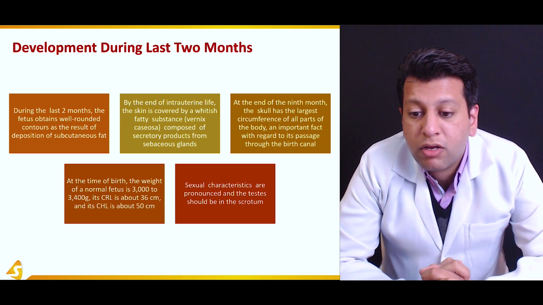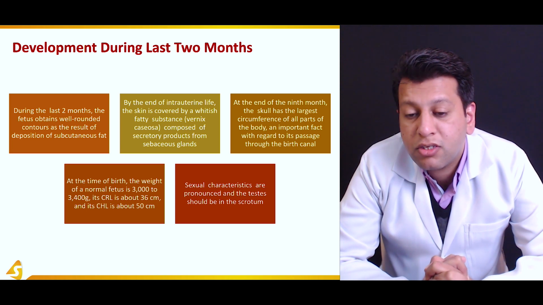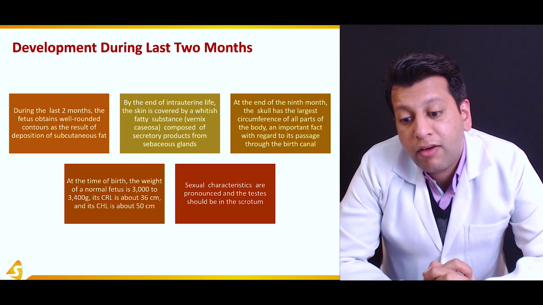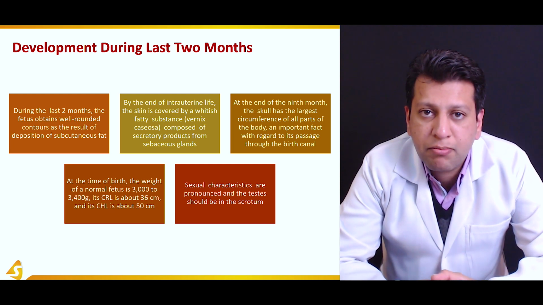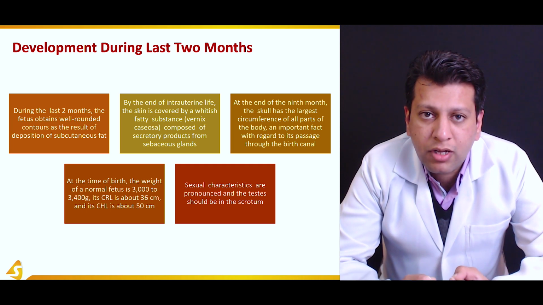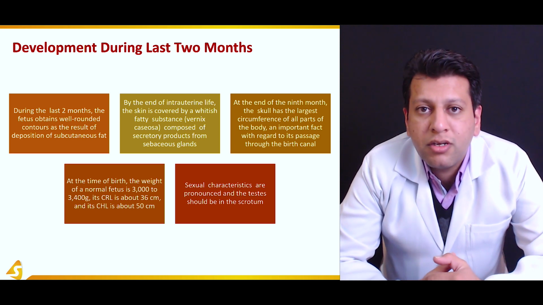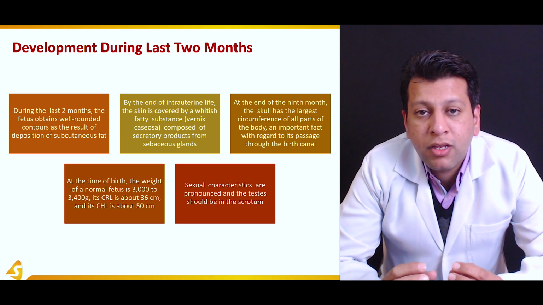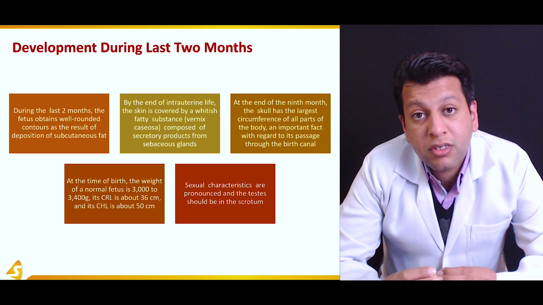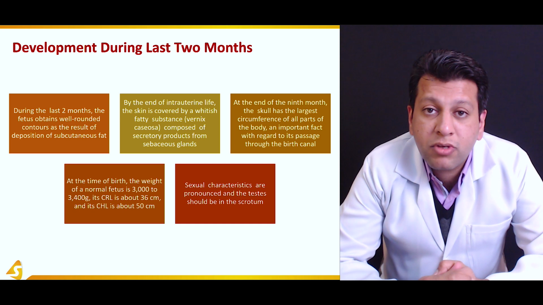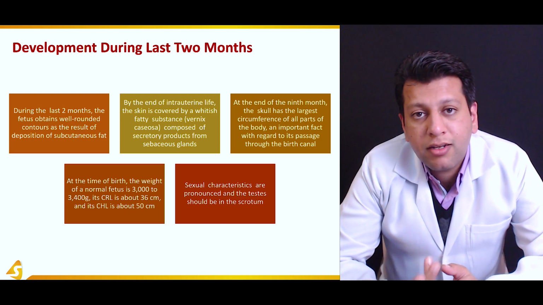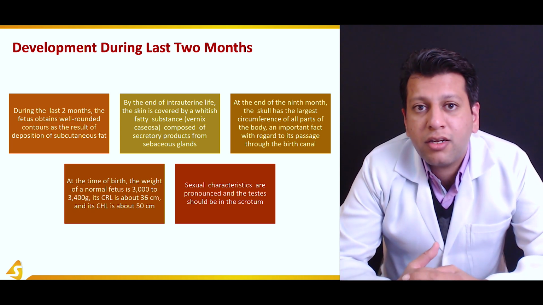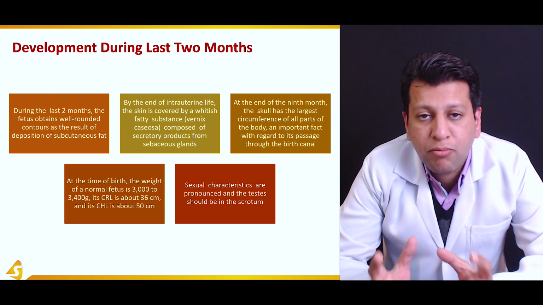Sexual characteristics are pronounced, and the testes should be in the scrotum. We all know, and we have studied in the last few lectures as well, that the testes are actually formed in the abdomen, and they gradually descend from the middle of the abdomen into the inguinal canal and then into the scrotum. If they do not descend, a condition called cryptorchidism can occur. At times, one testis is in the scrotum while the other is lying somewhere in the inguinal canal or intra-abdominal somewhere in the abdomen.